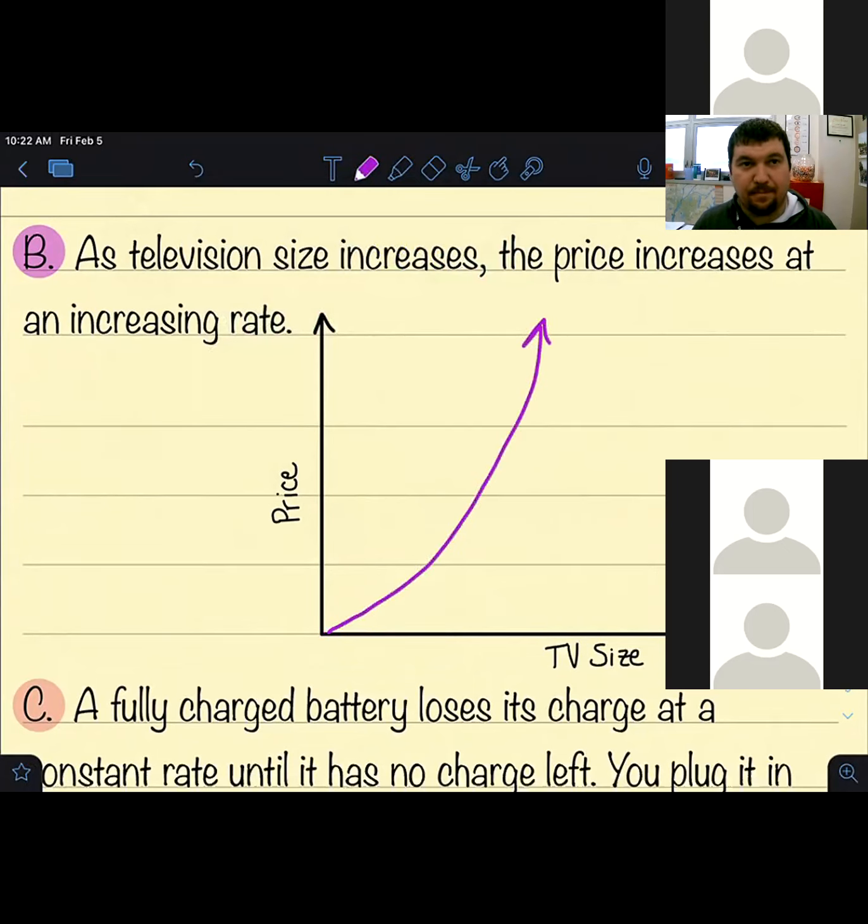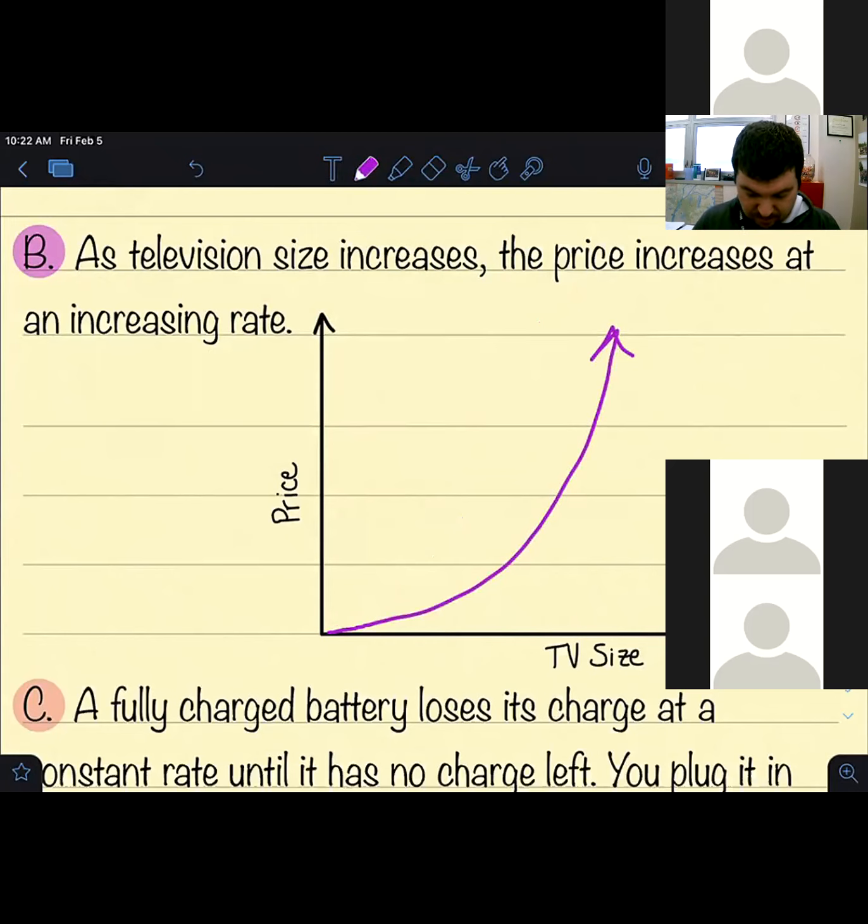It's going to look like that. That's what it looks like to increase at an increasing rate. It starts off kind of slow. In fact, maybe I could even make this a little bit flatter, maybe a little bit wider, maybe that's better. Starts off kind of slow, and then it starts to pick up at that increasing speed.